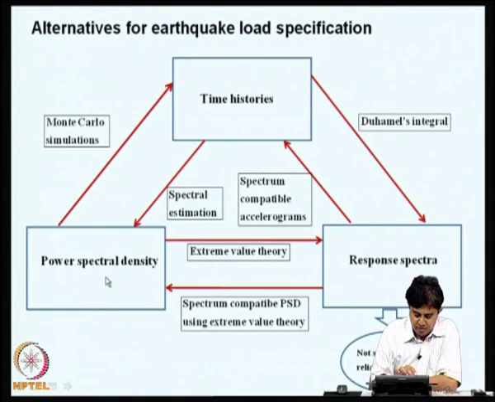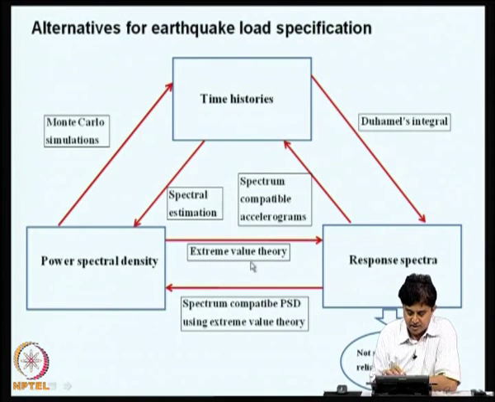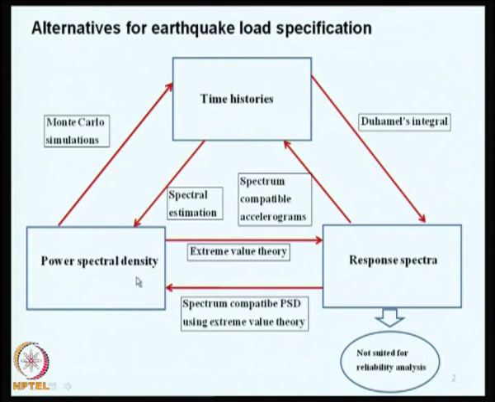Similarly, if we start with power spectral density function, we can derive the associated response spectra by using extreme value theory that is associated with probability distribution of extremes of responses, using level crossing statistics and so on and so forth. Similarly, the same theory can be used to derive a compatible power spectral density if we start with a specified response spectrum.